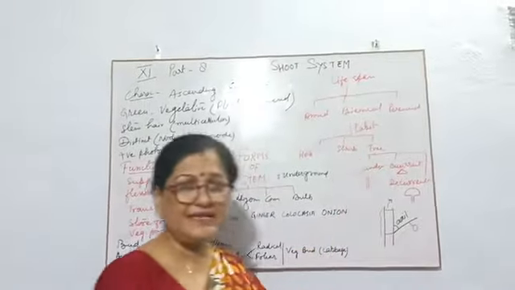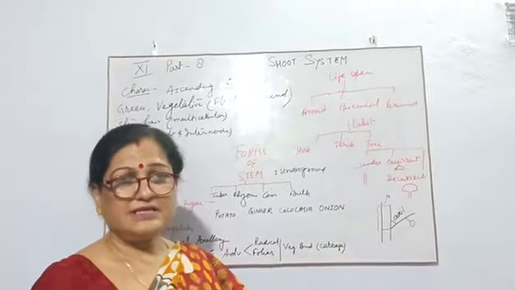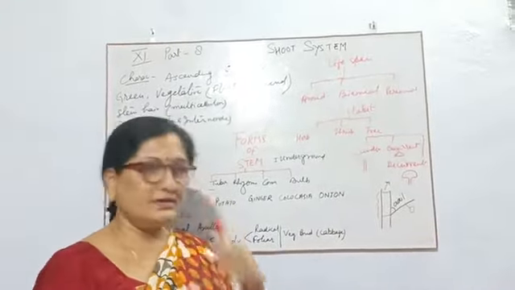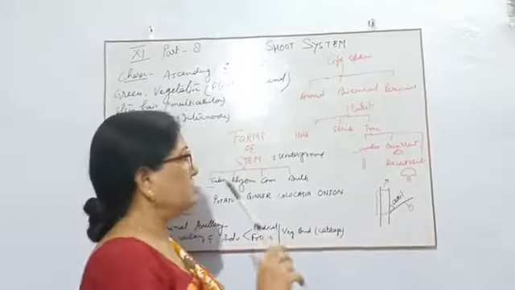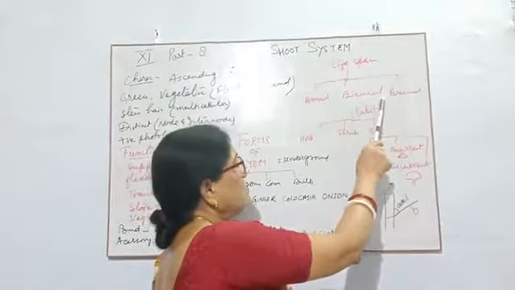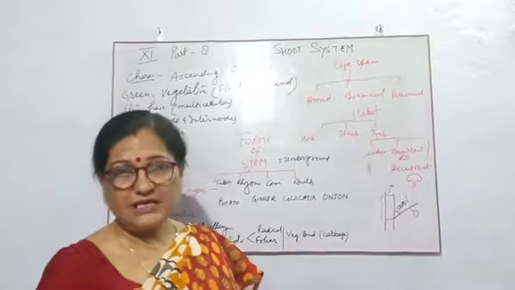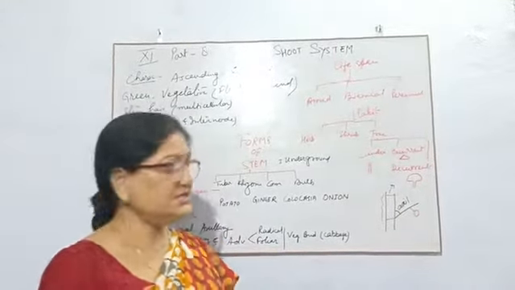Next is biennial. Biennial means they complete their lifespan within 2 years. Examples of biennial are radish, carrot, and so on.